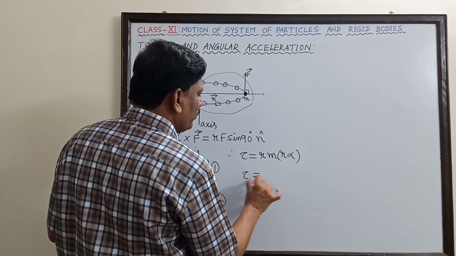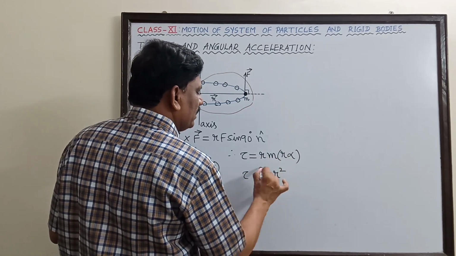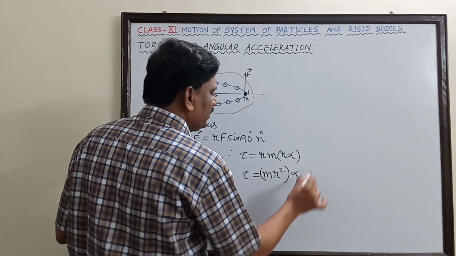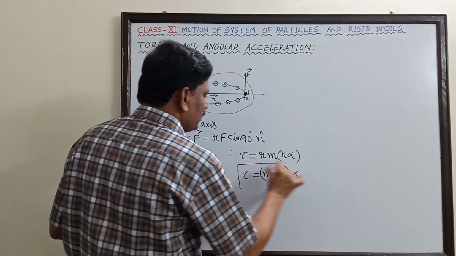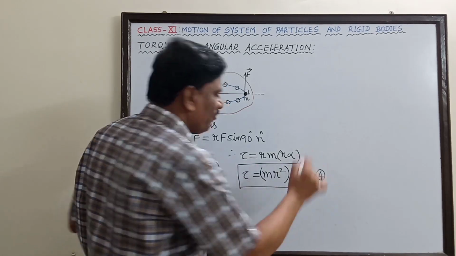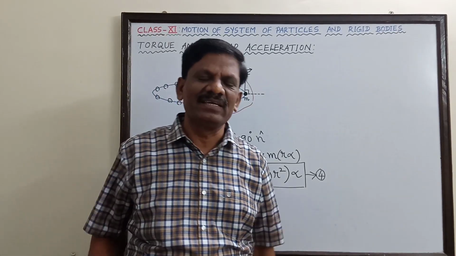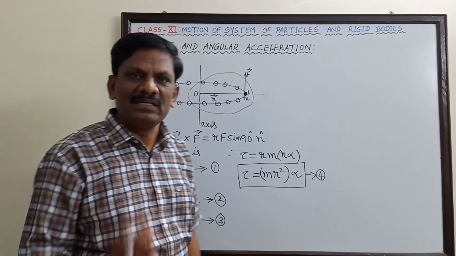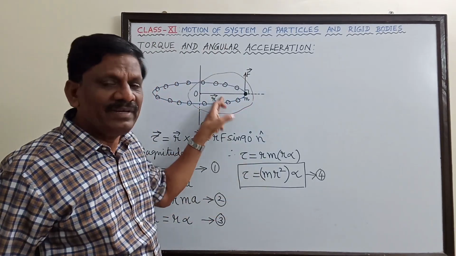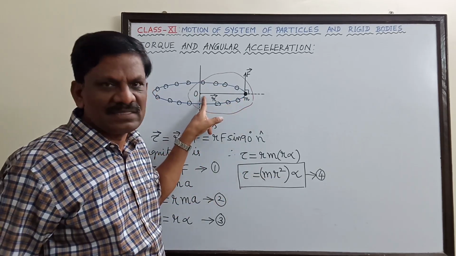So tau is now equal to m, r into r is r square, which I will keep separately in a bracket, and the last term is alpha. This is step number 4. What terms have I written inside the bracket? It is the product of the mass of the particle and the square of its distance from the axis.